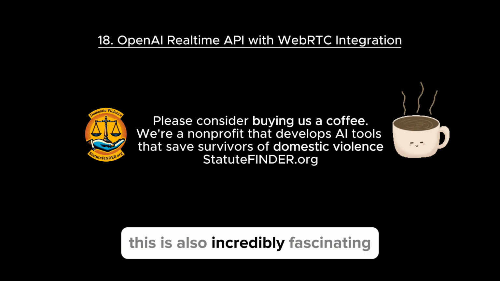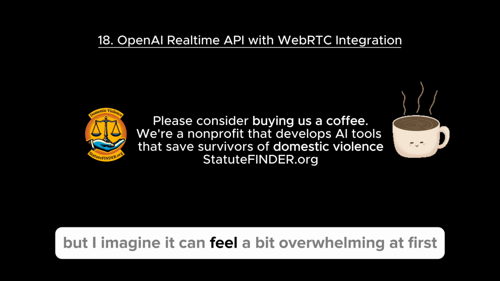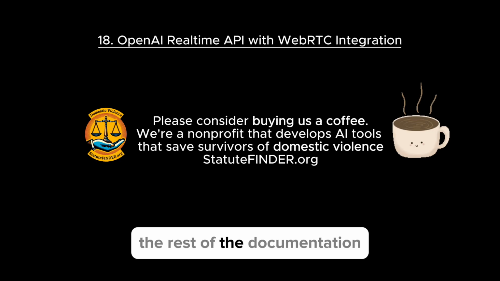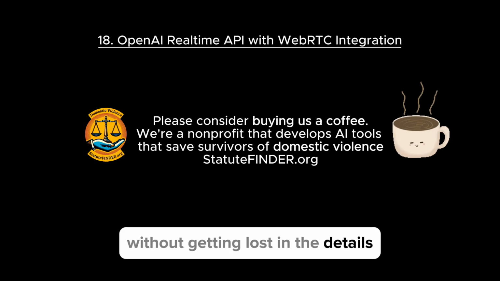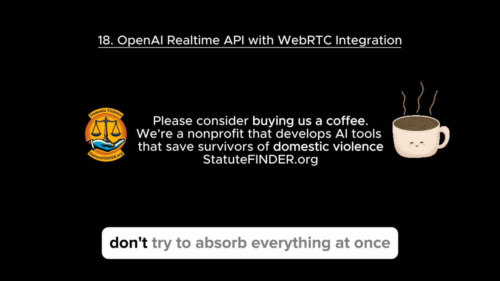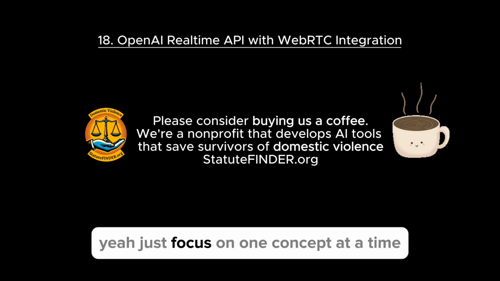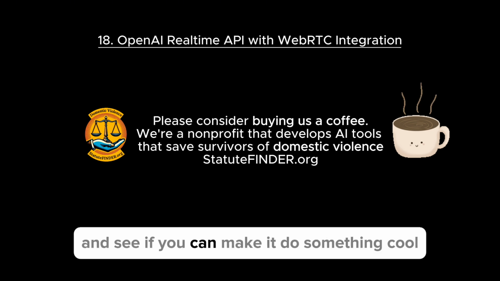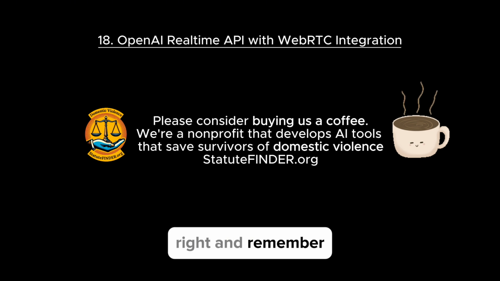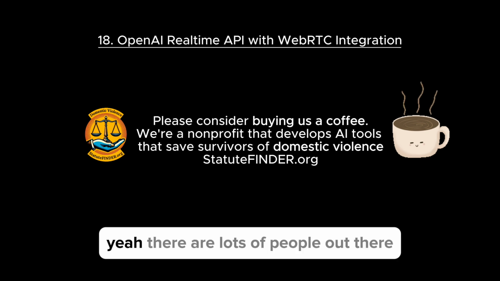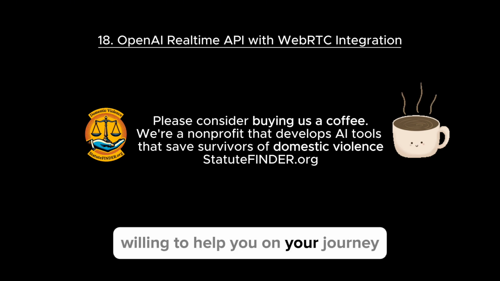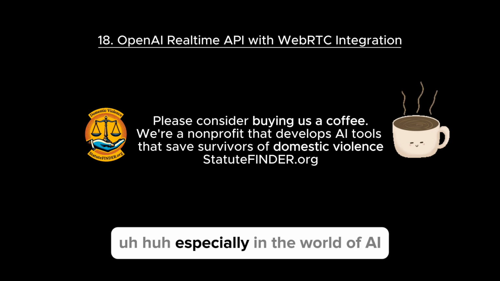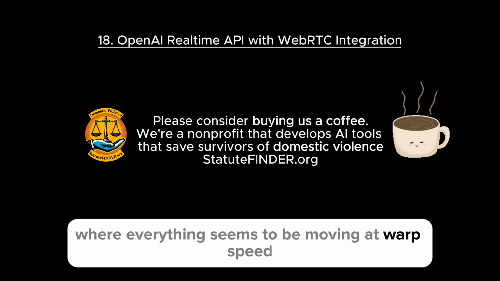This is all so incredibly fascinating. It is. But I imagine it can feel a bit overwhelming at first. What's the best way for our listener to approach the rest of the documentation without getting lost in the details? You're right. It's a lot to take in. Don't try to absorb everything at once. Just focus on one concept at a time. Start with the example code. Play around with it and see if you can make it do something cool. And remember, the OpenAI community is a great resource. There are lots of people out there willing to help you on your journey. It's so comforting knowing you're not alone when you're learning something new, especially in the world of AI, where everything seems to be moving at warp speed.